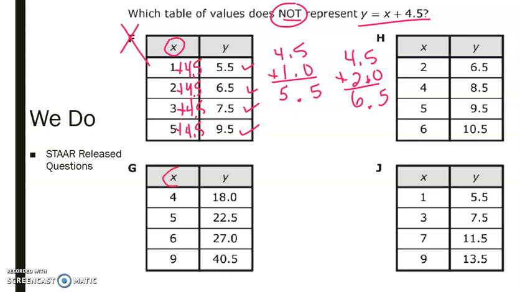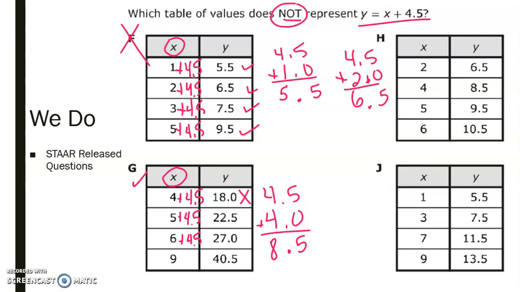So let's try G. So we have x here, and we're adding 4 5/10 to each one of those values. All right. So for G, we have 4 plus 4 5/10. Remember, that's 4 whole units. So in my tens place, I have a 5. Bring down your decimal. 4 plus 4 is 8. So this should be 8 5/10. So I see that this is incorrect. So this is probably going to be the correct answer because they're not equal to y equals x plus 4 5/10. So let's double check that. Let's put a little check next to it just to make sure.